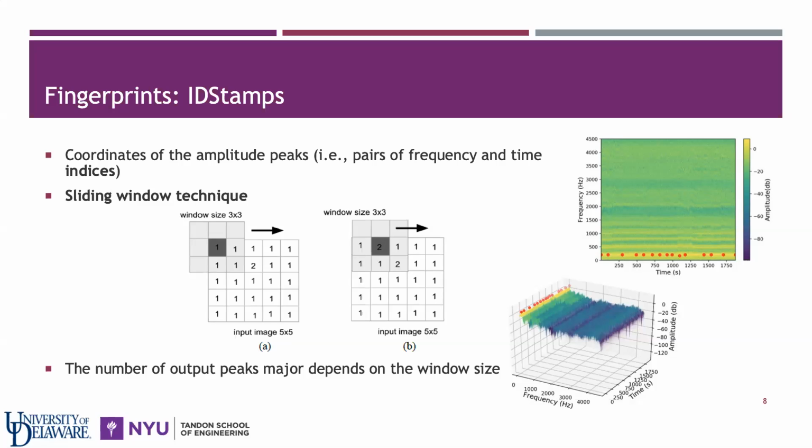For example, here we have a 5x5 spectrogram as the input image, and the sliding window size is 3x3. The maximum filter uses the 3x3 sliding window to filter the local maximum values and returns a new multidimensional array. Then the algorithm compares the new multidimensional array with the original spectrogram to get the coordinates of the maximum amplitude. Those are the ID stamps. The number of ID stamps mainly depends on the window size.